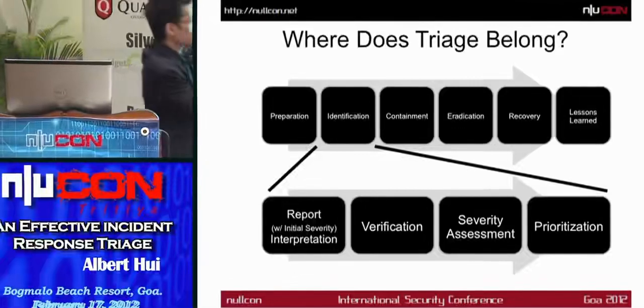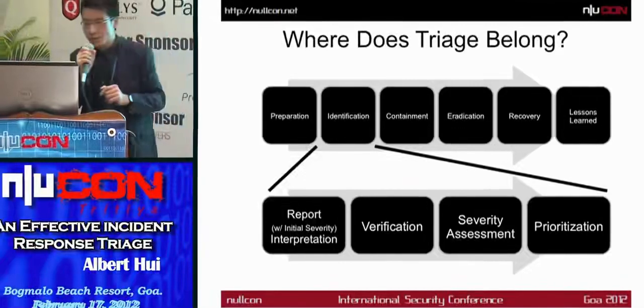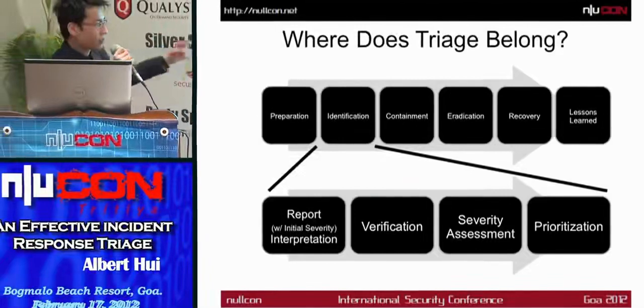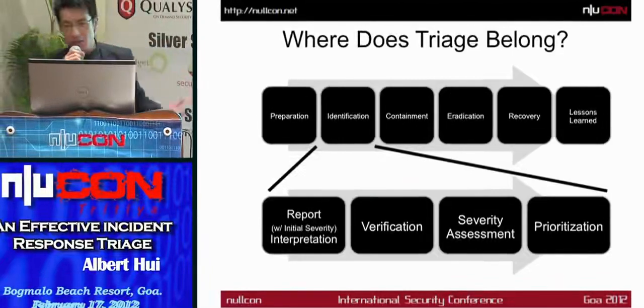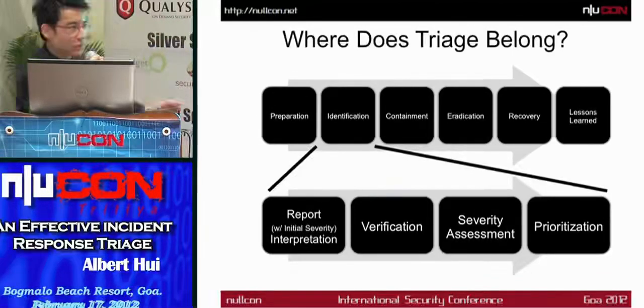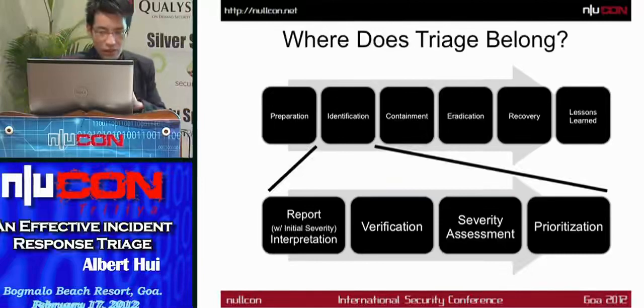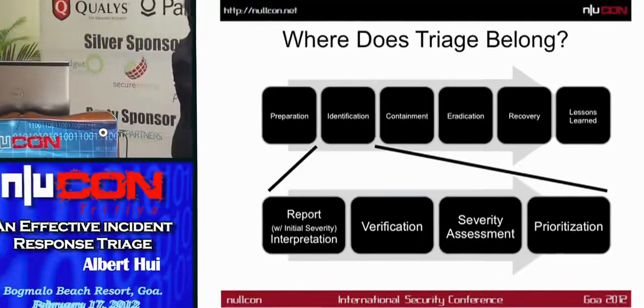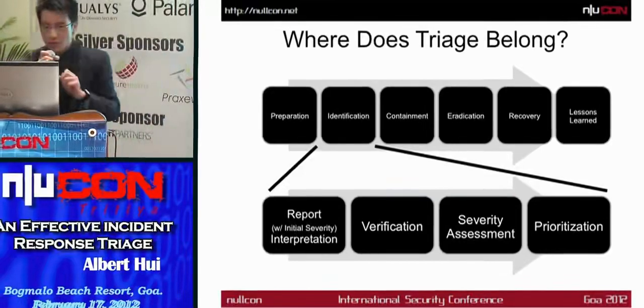Now, we look at the traditional incident response process, the six-step process put out by the SANS model. Nowhere do you see triage. So where does it fit in? It actually should fit into the second stage, identification.